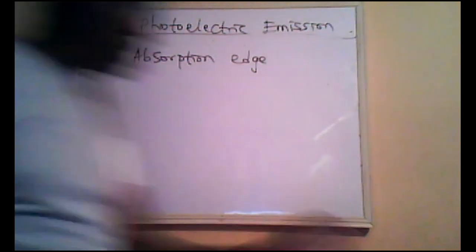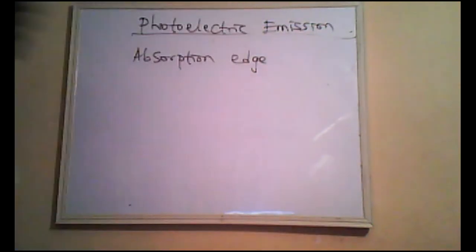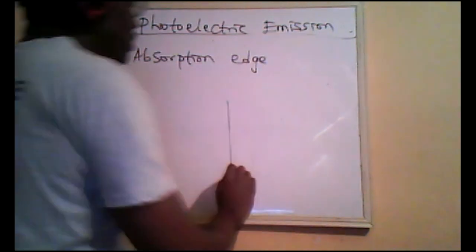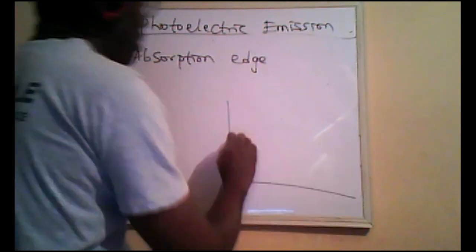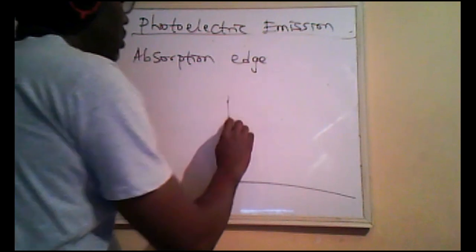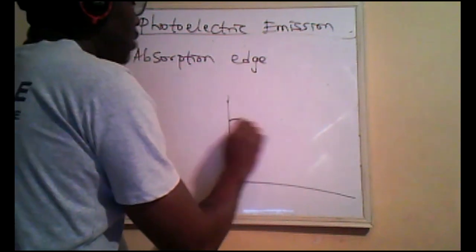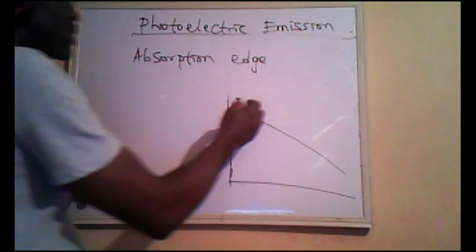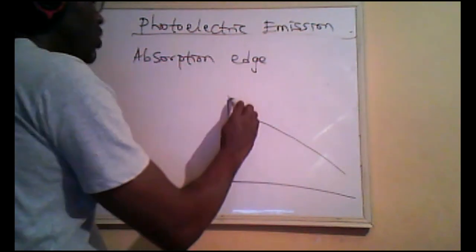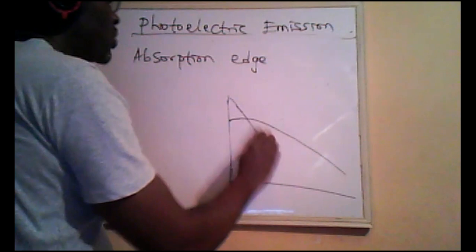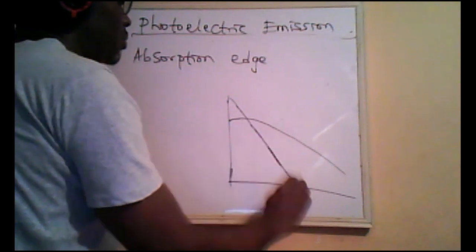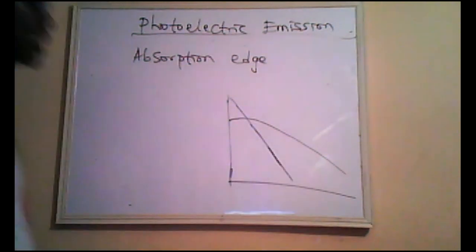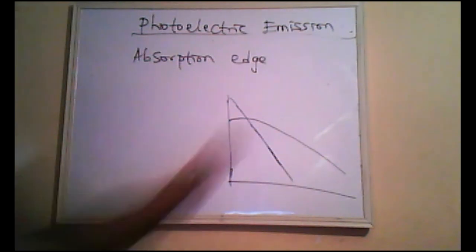I wanted to talk about absorption and energy. I said both for Compton. The Compton graph is somewhat like this, whereas the photoelectric emission looks more like a straight line, because it has a very, very linear or direct relationship with energy.